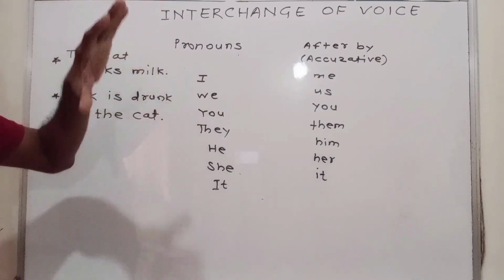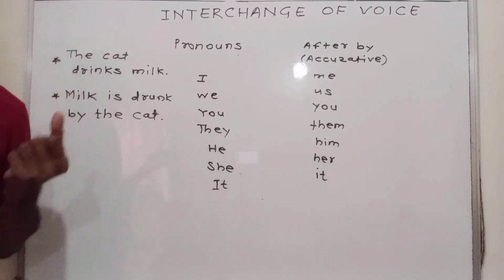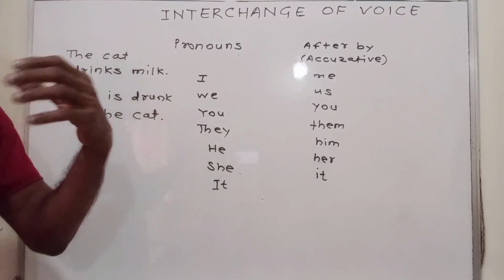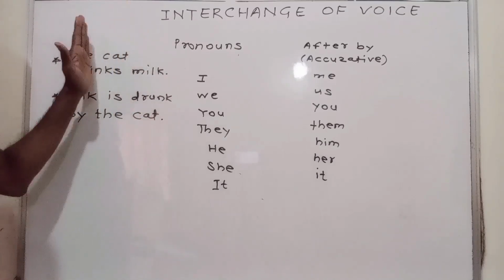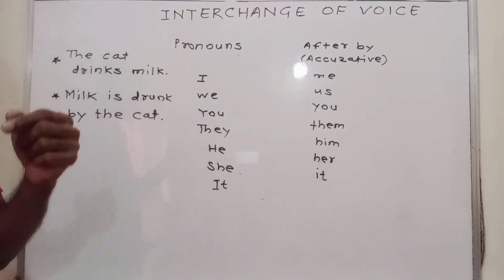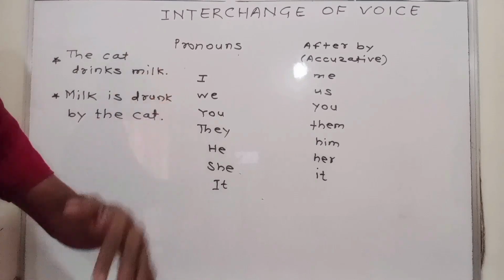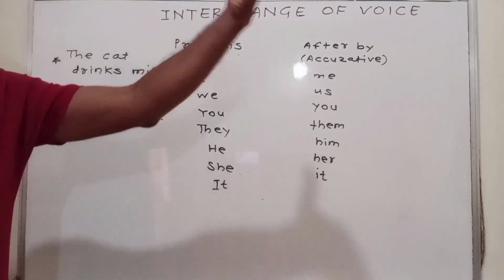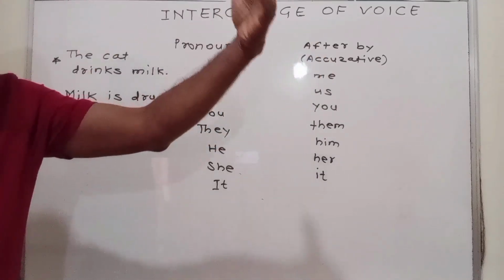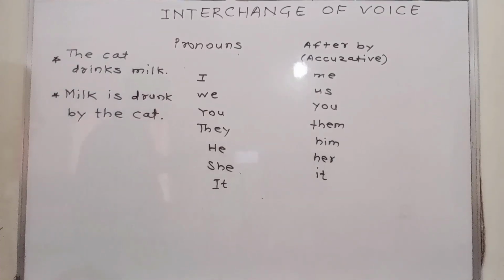It means we will change statements of 8 tenses from active to passive. For that, I will give you one rule, but that single rule we convert into many rules, 8 rules. I will show you here within a few minutes.